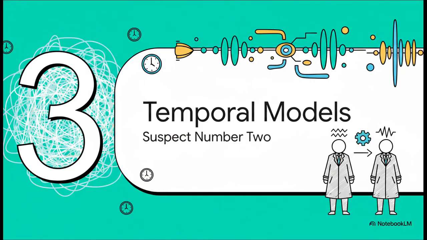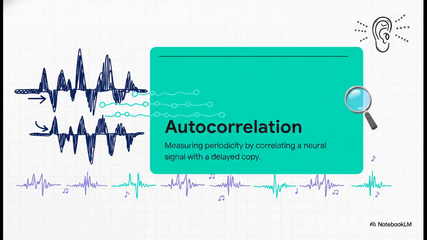Which leads us perfectly into Section 7.3.3, Temporal Models, Suspect Number 2. Since we desperately need a mechanism that can handle both resolved and unresolved harmonics, we bring in our next major theory. This second suspect relies heavily on something called autocorrelation.